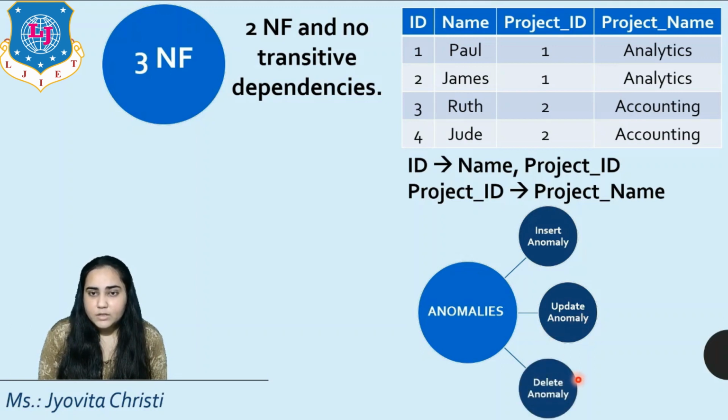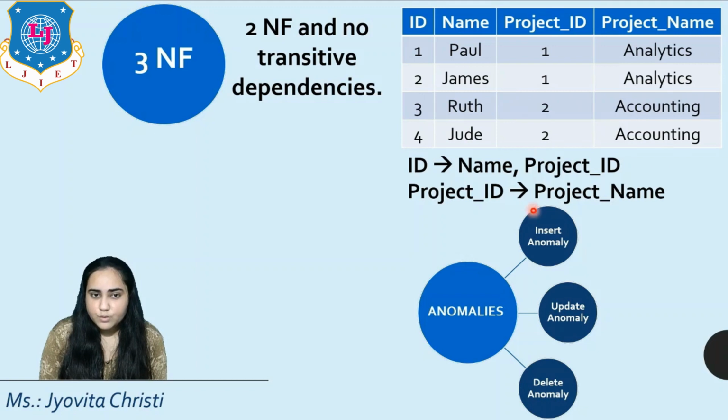And then the delete anomaly. If you want to delete some project, you might actually end up deleting that employee also. For example, if I delete analytics, then I end up deleting everything about Paul and James. And this table could contain more data about Paul and James, for example, their phone numbers or their addresses or their email addresses, and I'd end up deleting all that just because I want to delete some project. So as you see, this is not a very efficient design.